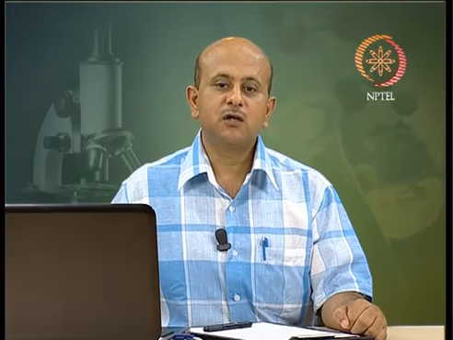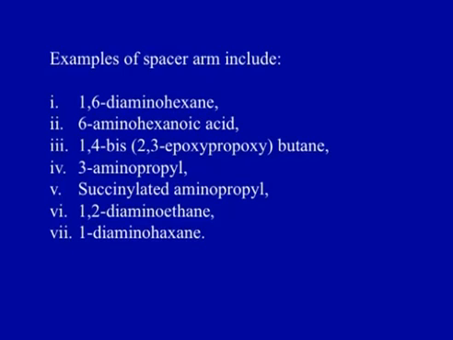So, it should be resistant to binding protein itself, like non-specific binding should not occur. There are a lot of different examples of spacer arms. They could be like 1,6-diaminohexane, 6-aminohexanoic acid, 3-aminopropyl, succinylated aminopropyl and so on. There is a list of spacer arms available.